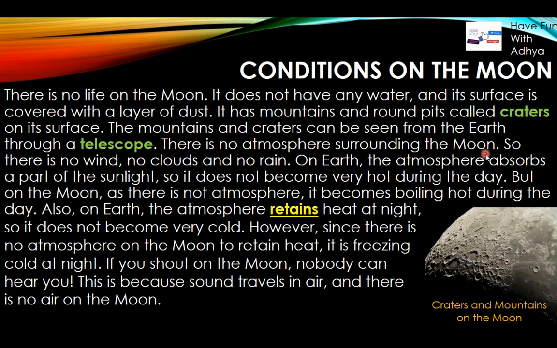There is no atmosphere surrounding the moon, so there is no wind, no clouds, and no rain. On Earth, the atmosphere absorbs a part of the sunlight, so it does not become very hot during the day. But on the moon, as there is no atmosphere, it becomes boiling hot during the day. Also, on Earth, the atmosphere retains heat at night, so it does not become very cold. However, since there is no atmosphere on the moon to retain heat, it is freezing cold at night.